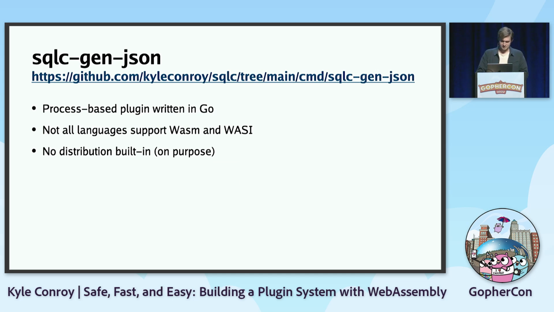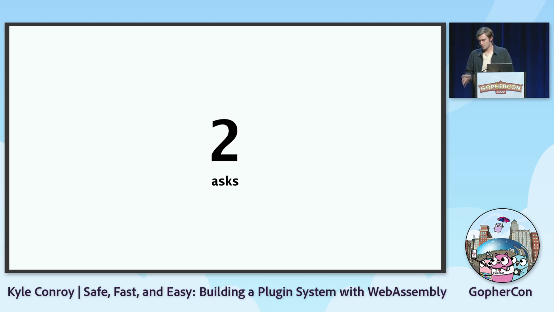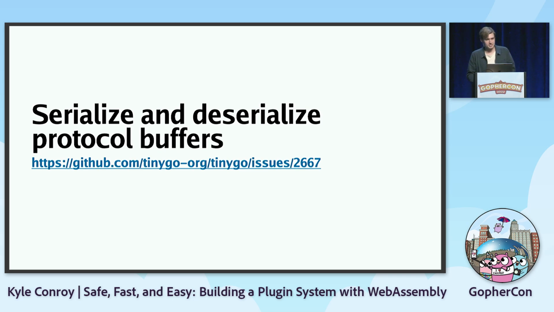So closing in on the end here, I have two asks for all of you Gophers who are watching this. The first one is to help me get serialization and deserialization of protocol buffers working in TinyGo. We're really, really close. There's literally a single reflect call in there that just needs to work. It's getting the package name from a file name. It should be simple. It's so close, but I don't understand how reflect works at all inside of TinyGo.